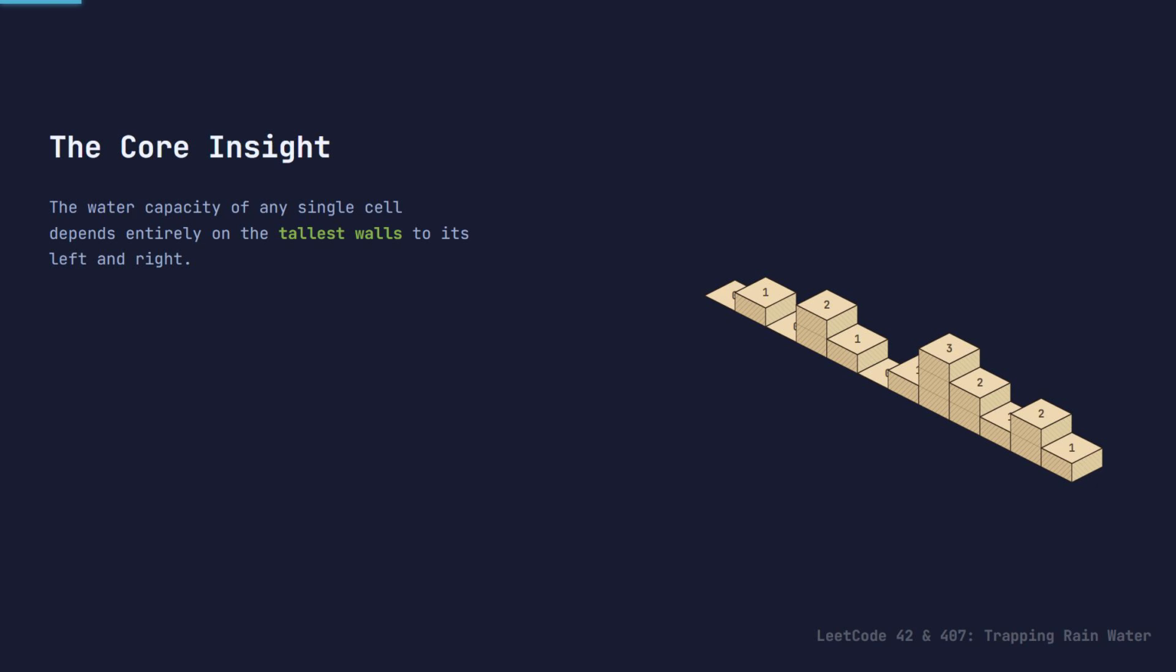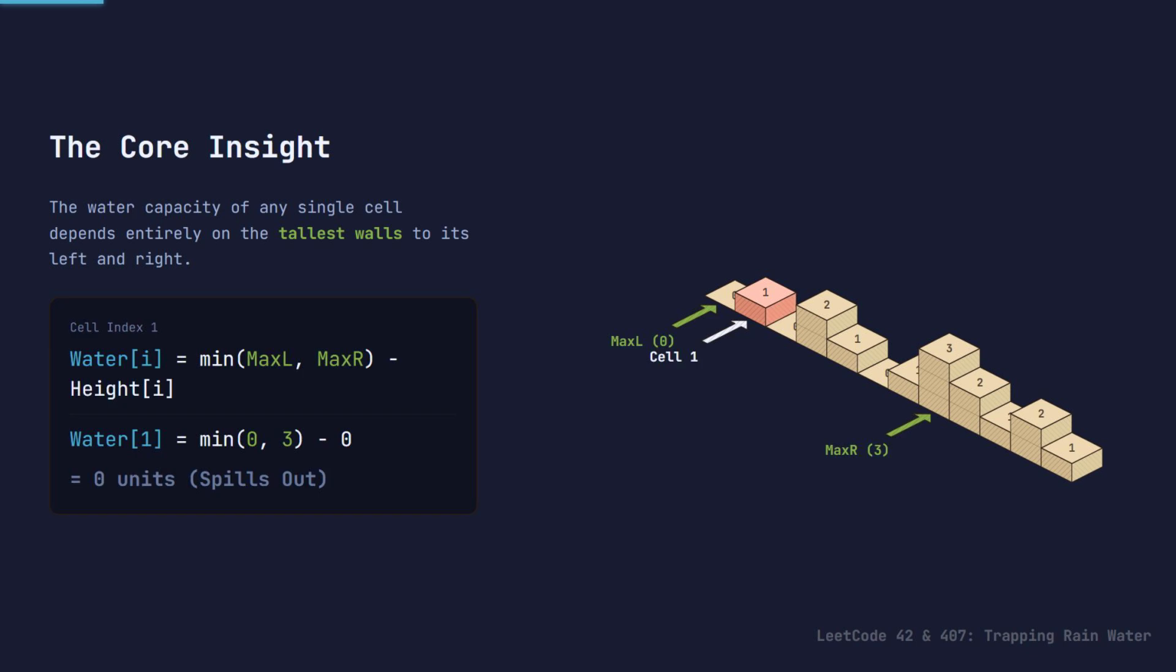Let's first focus on the simpler 1D problem. The core insight is that the water capacity of any single cell depends entirely on the tallest walls to its left and right. Take a look at this cell on the left, for example. Even though there's a tall wall on its right, it can't hold any water because it will just spill out the left side. But if we look at this deep puddle in the middle, it is safely bounded by a maximum height of 2 on the left and 3 on the right. So it perfectly traps 2 units of water. Our challenge is to find these maximums efficiently.